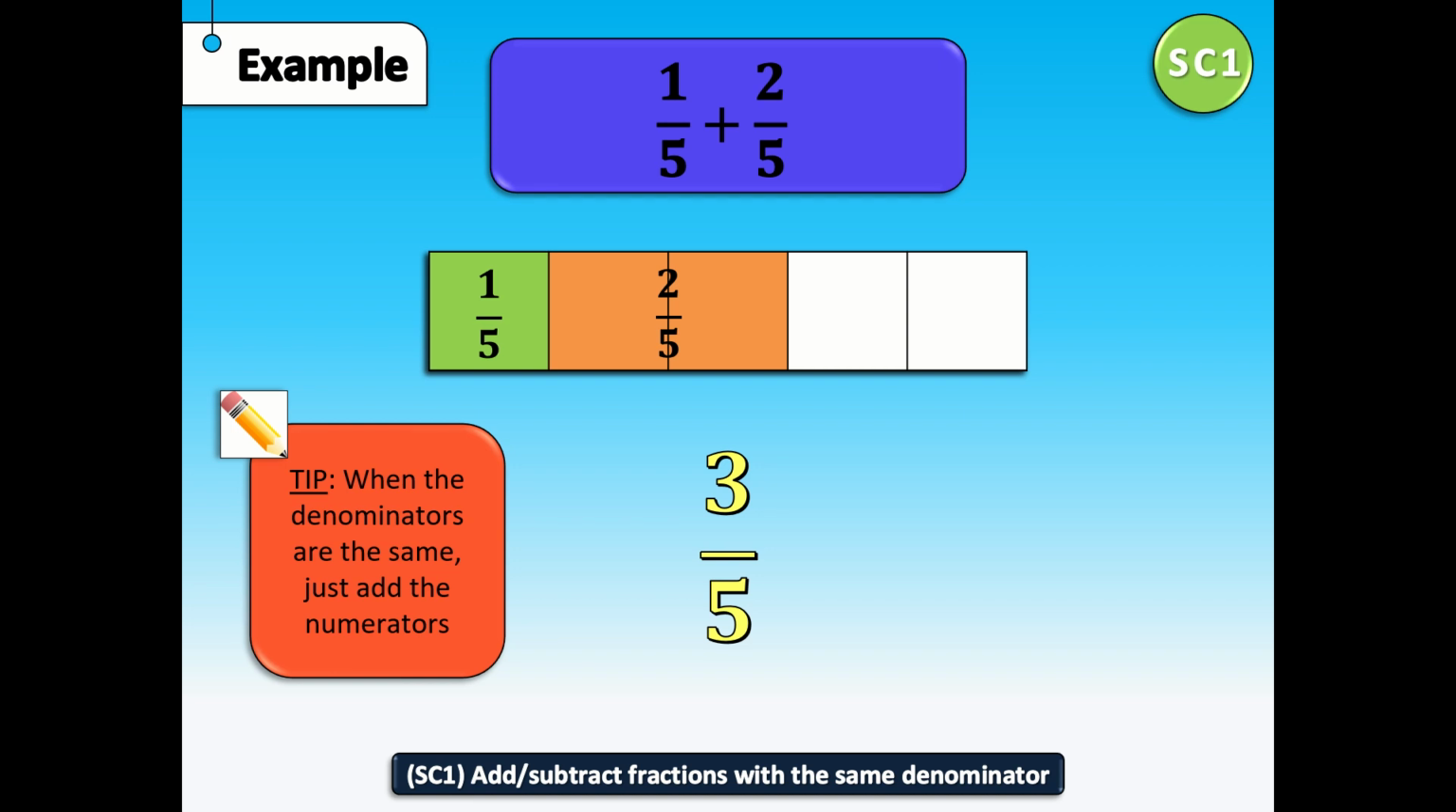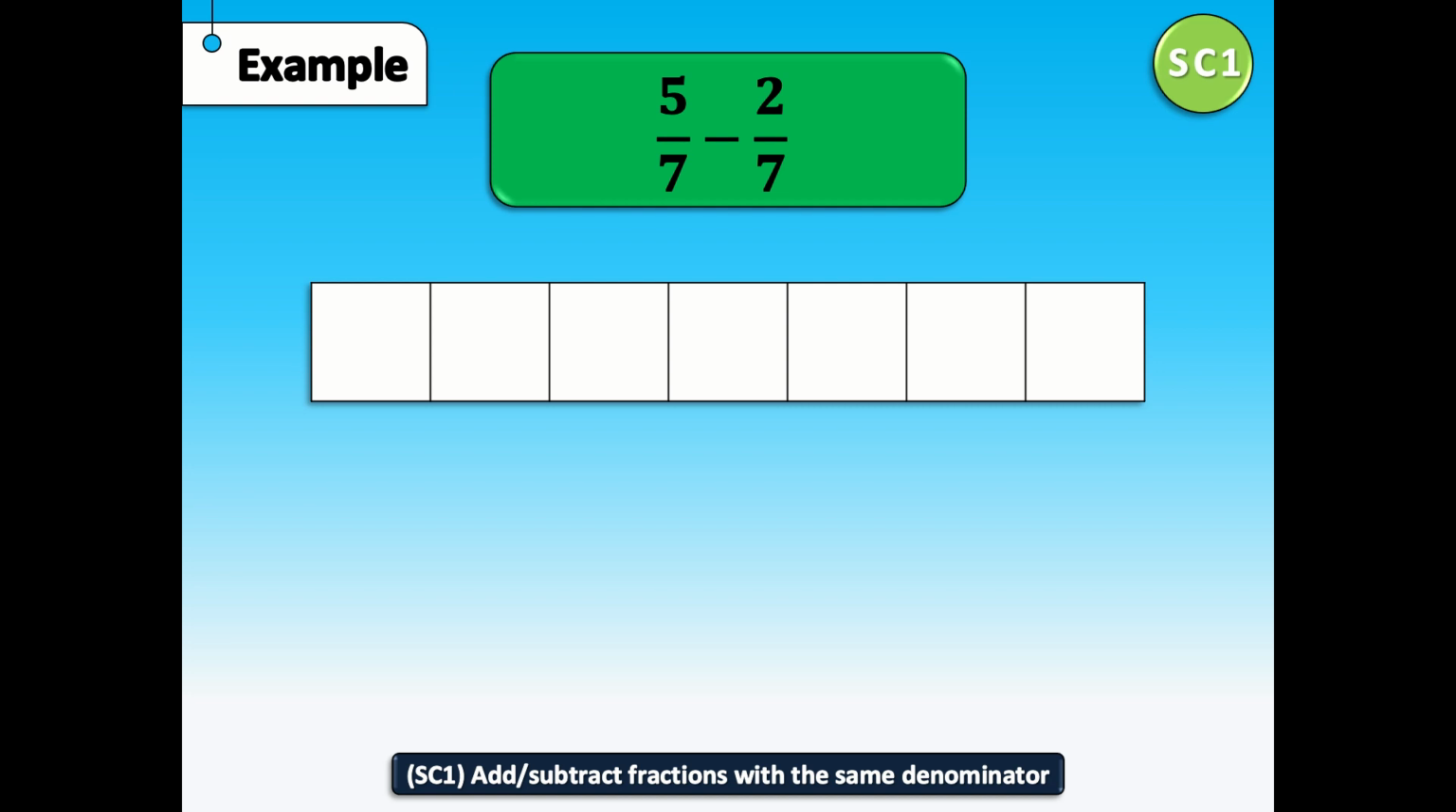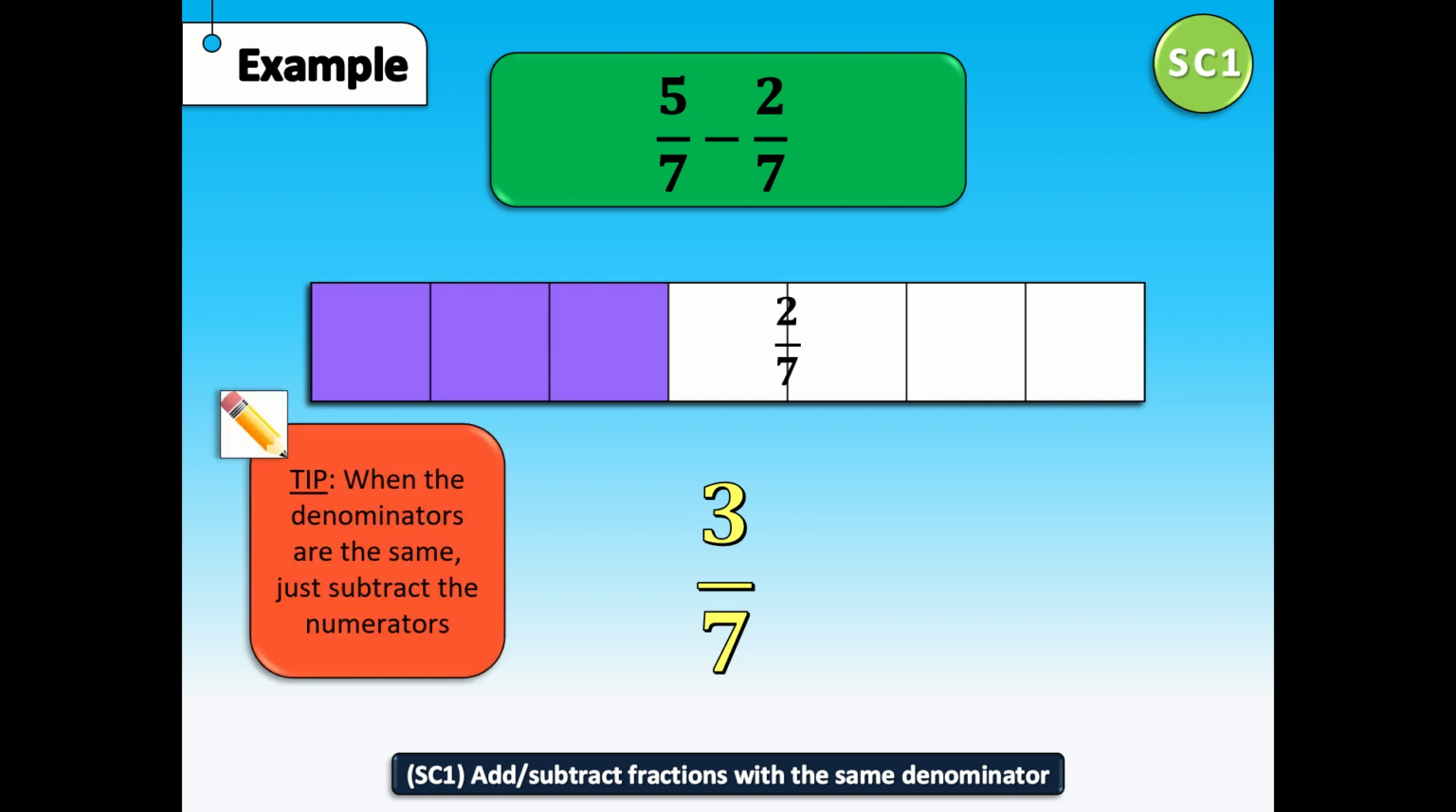So when the denominators are the same, we simply add the numerators together. And it's the same for subtract. If we've got 5/7 and we take away 2/7, what we're left with is 3/7. So again, when the denominators are the same, we can just subtract the numerators.